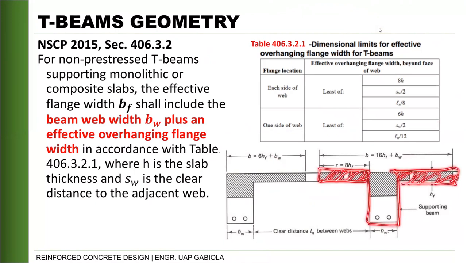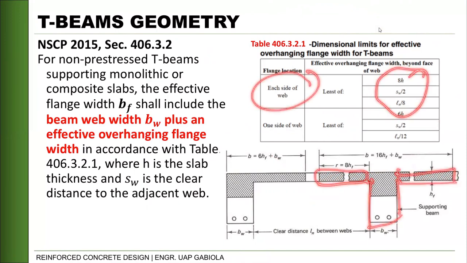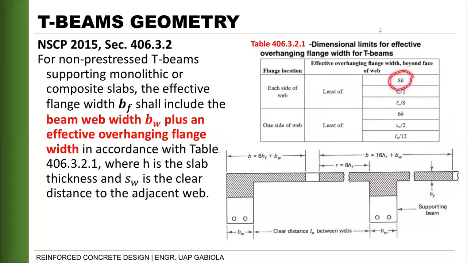And that value will be based from the list of these three values. Okay? As you can see here, meron tayong each side. So ibig sabihin, if we have T-beam, we have one side here and then one side here. Kaya yung values na to, pag kinuha natin yung total effective flange width, mag-multiply ng 2 itong mga requirement na to. Okay? So, we have here the list of 8h, 8h, sw over 2, and then ln over 8.